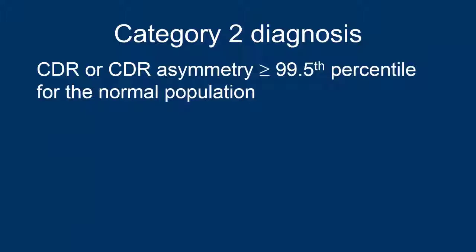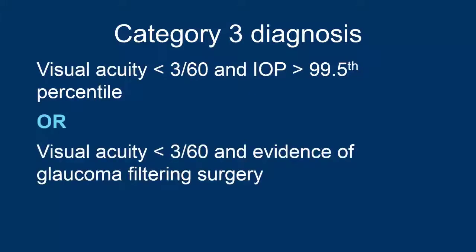In cases where you may not be able to get visual field data, and that may be because the patient can't see well enough, or there may be other abnormalities preventing them from doing that, a more stringent definition of structural damage is used: a cup-to-disc ratio or disc asymmetry falling above the 99.5th percentile for the normal population. And then in cases where you may not be able to see the optic disc, so patients who have significantly reduced visual acuity, another hallmark of glaucoma is used, so either markedly elevated intraocular pressure or evidence of previous glaucoma filtering surgery.